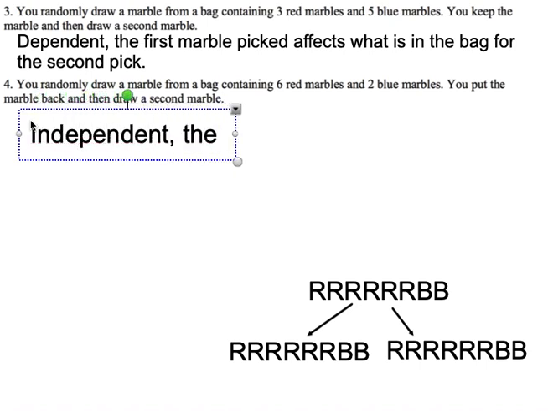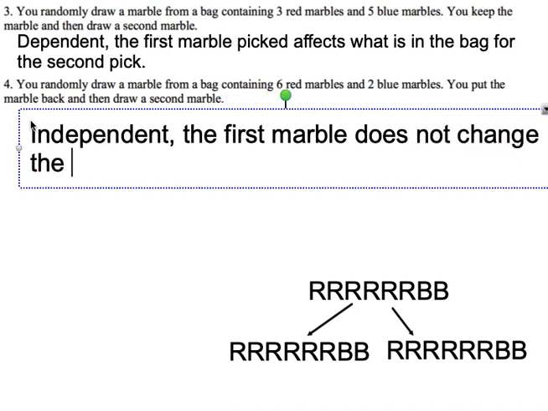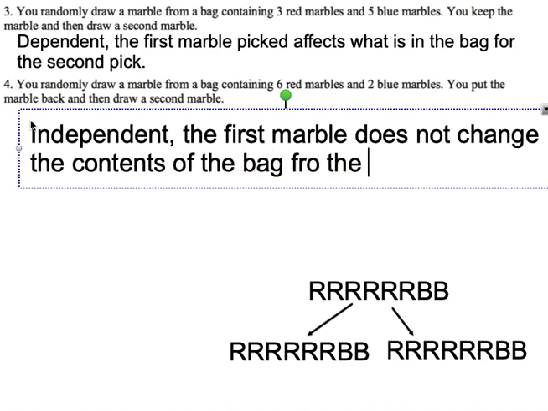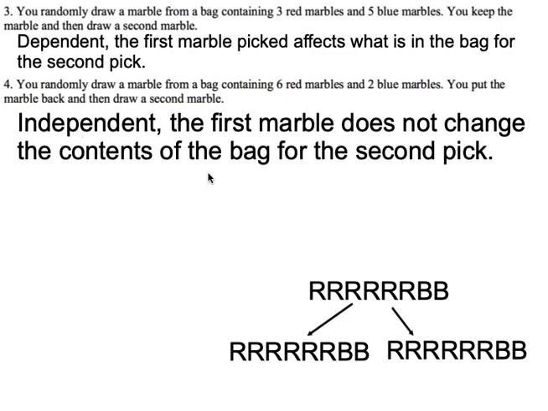The first marble does not change the contents of the bag for the second pick. Therefore, it's independent. The first one was dependent because what you got the first time affected what was even available the second time.